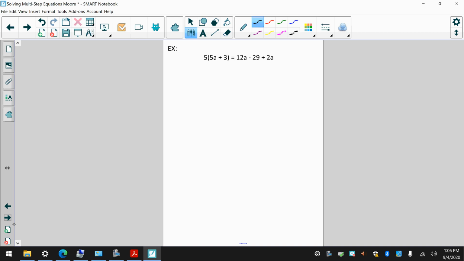Step 1 says, eliminate all parentheses if they have a variable on the inside. Well, I do. I have parentheses with a variable on the inside right here, 5a. How do we eliminate? We distribute the 5 on the outside. So I'm going to take that 5 and multiply it by each term on the inside. 5 times 5a, well 5 times 5 is 25 times a, plus 5 times 3 is 15, equals 12a minus 29 plus 2a.